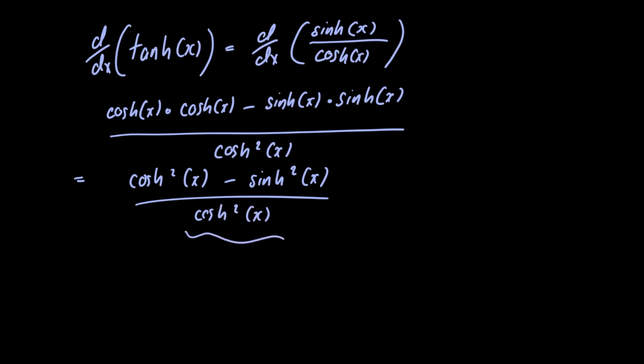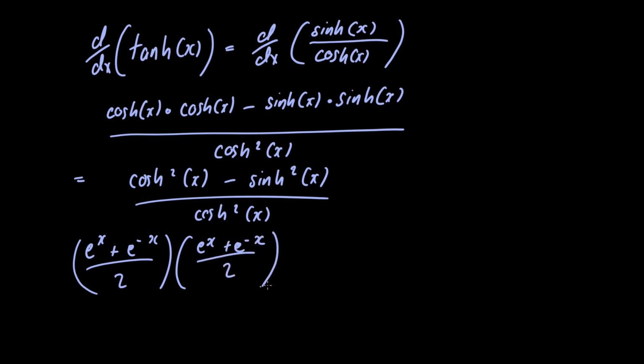We can't really simplify the denominator, so let's go ahead and rewrite the numerator in its exponential form down here, and we'll see if we can simplify the numerator. So we're going to have e raised to x plus e raised to minus x over 2, and this is squared, so we're just going to multiply it by itself. Minus e raised to x minus e raised to minus x, multiplied by itself again because the hyperbolic sine of x is squared.